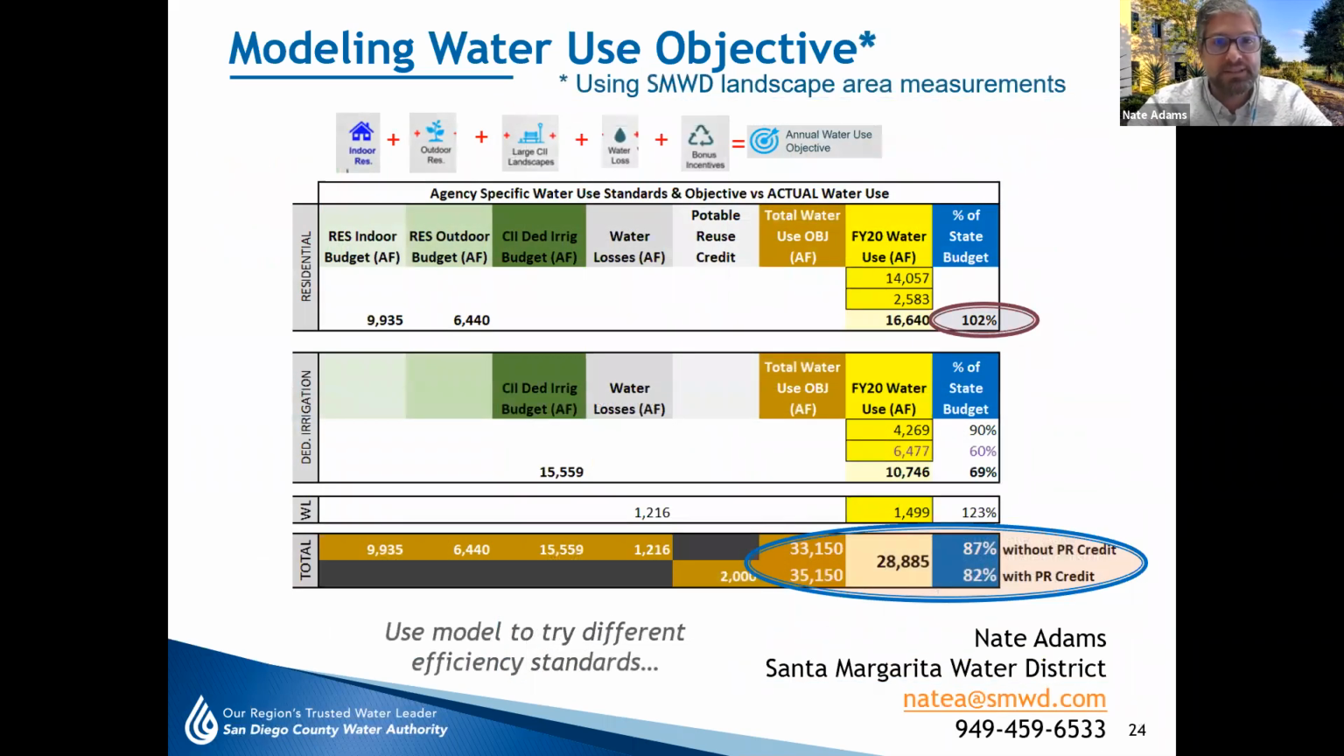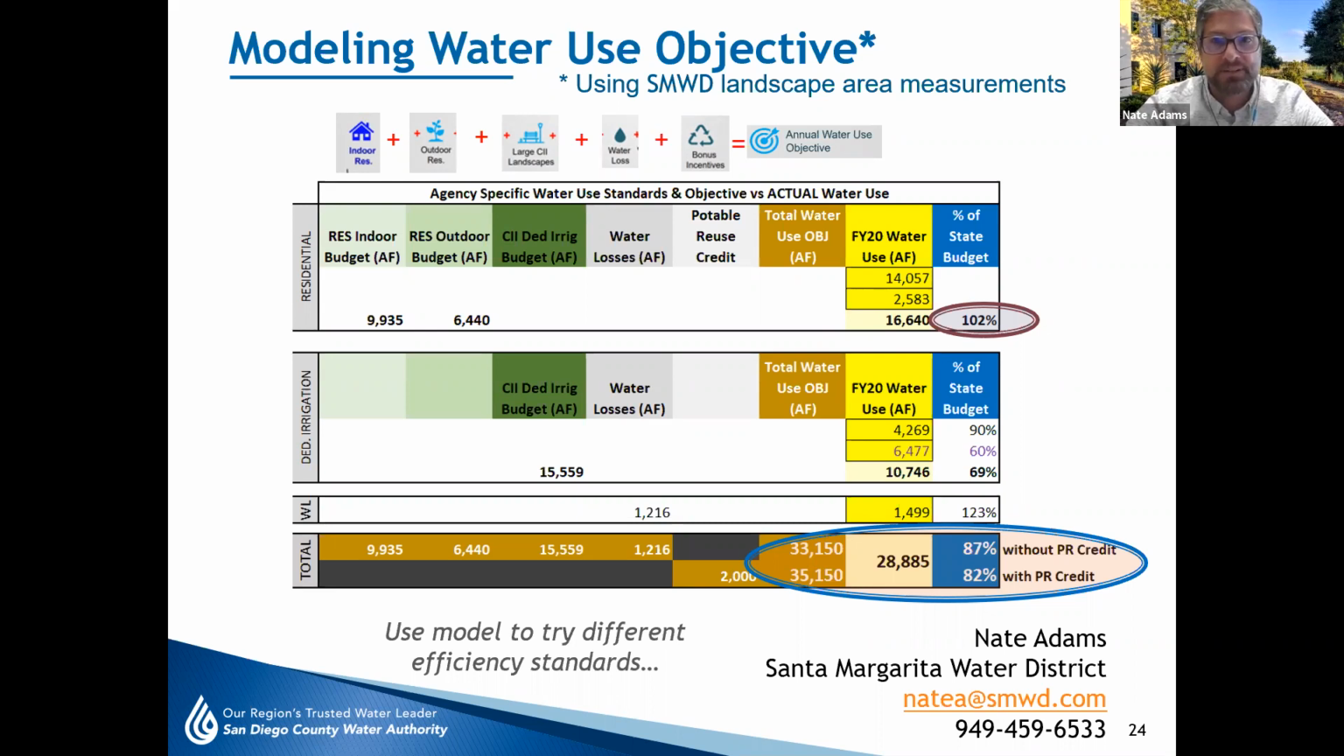So this is the model's conclusions, where based on all those variables that you just saw on the previous slide and based on your landscape area, you can calculate your indoor budget. And these are Santa Margarita Water numbers based on the variables right now. And this is what's concerning me. Because if you look at that residential area, I've got an indoor budget of almost 10,000 acre feet, using the 55 gallons per capita per day. I've got an outdoor budget of just over 6,400 acre feet.